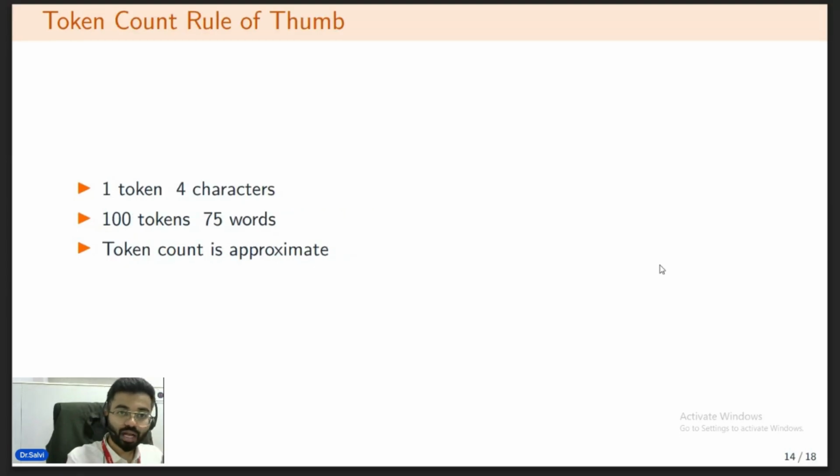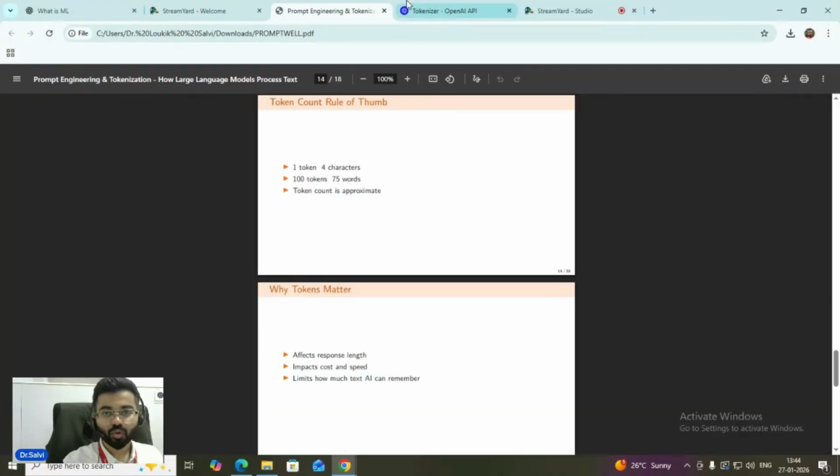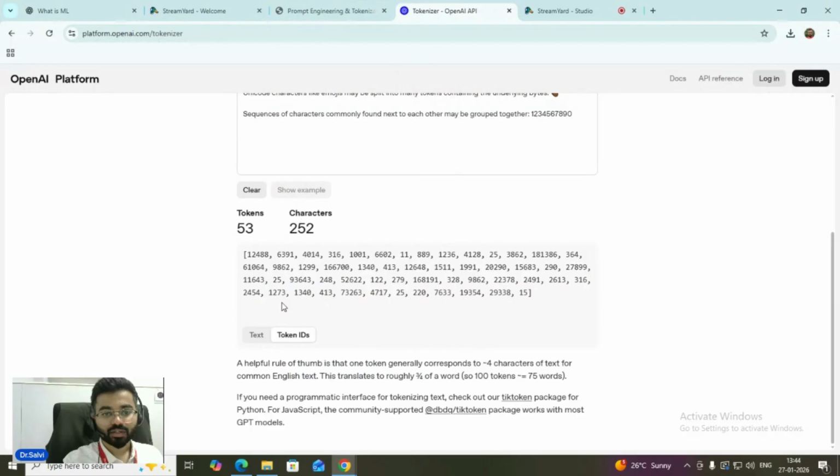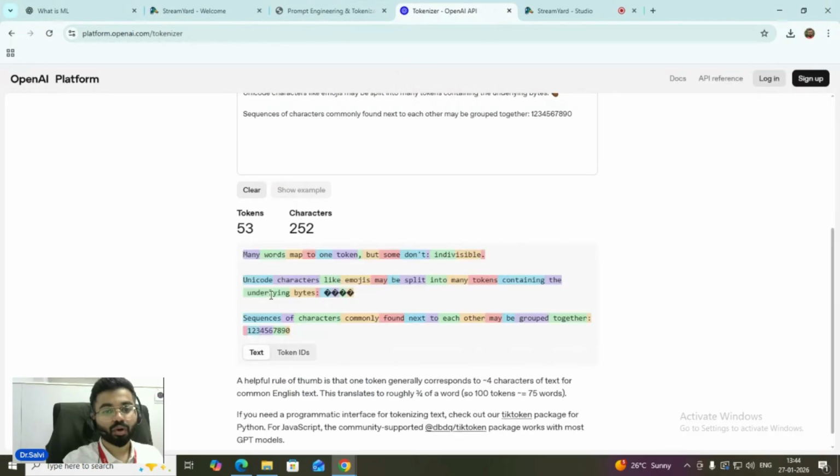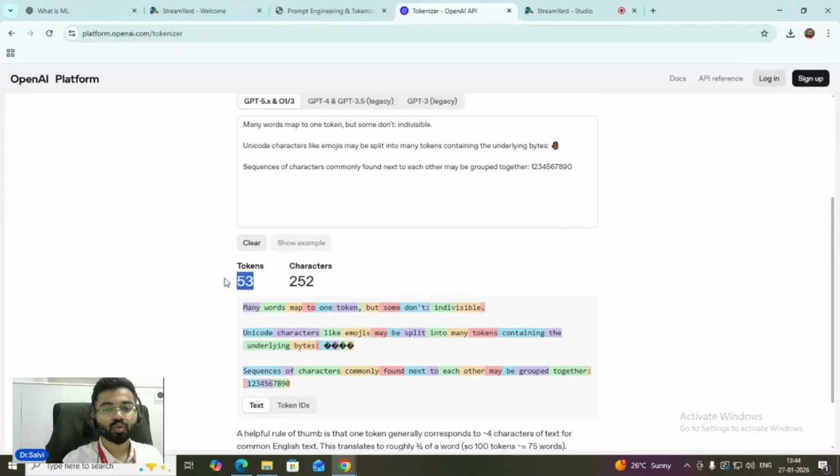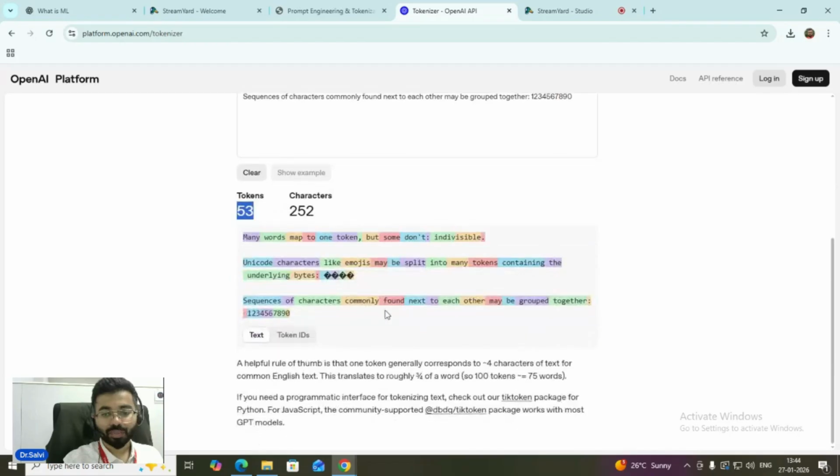So the token count rule: one token is always said to be 4 characters, and 100 tokens are taken to be 75 words. And the token count is always approximate. If we go back over here, you see the 4 characters are taken as one token. So everything that maps to 4 characters is taken as one token, and approximately, even here, these 100 tokens are approximated as 75.